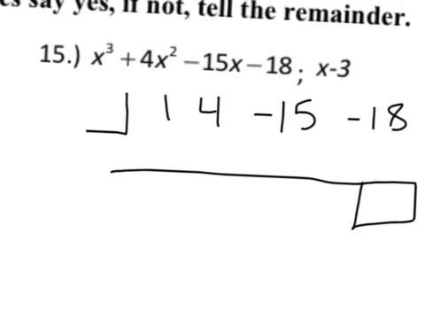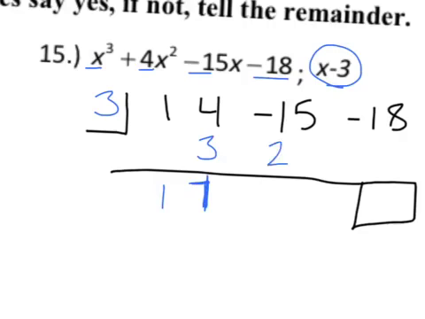Question 15. Same setup. I put up my leading coefficients: 1, 4, negative 15, negative 18. Since it gives me x minus 3, I'm going to change it and put positive 3 in the box. I'm doing synthetic. Drop the 1. Multiply. Add. That's 7, sorry. Bad math for a second. 7.